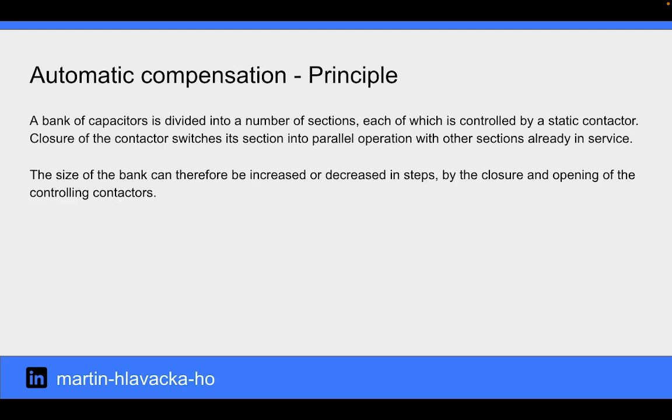Let's talk a little more about the type of automatic compensation. A capacitor bank is divided into several sections, each of which is controlled by a static contactor. Closing the contactor puts its section into operation in parallel with other sections already in service. Therefore, the size of the bank can be increased or decreased step by step by closing and opening the control contactors.